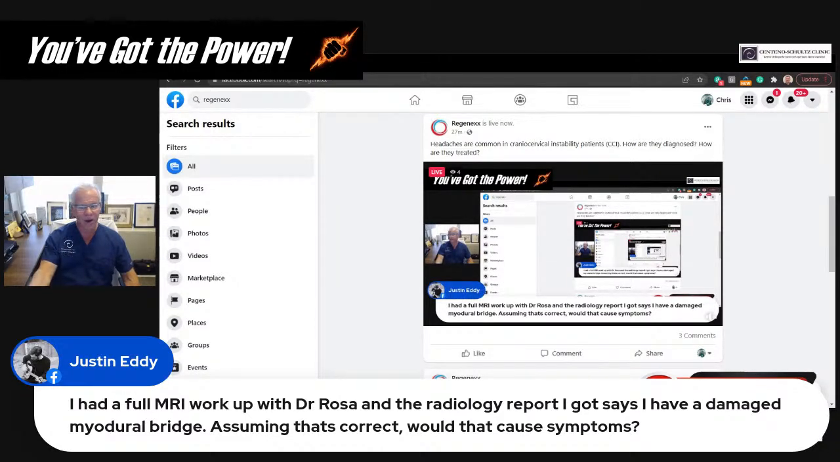But I don't think we can hang our hat on the report at this juncture and say there's a 100% chance that the myodural bridge is causing your headaches. It's just a breadcrumb or something that we can look at and say, aha, we should take a closer look at that issue or problem.